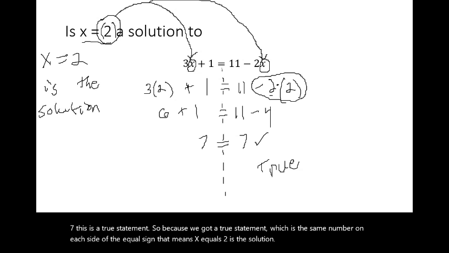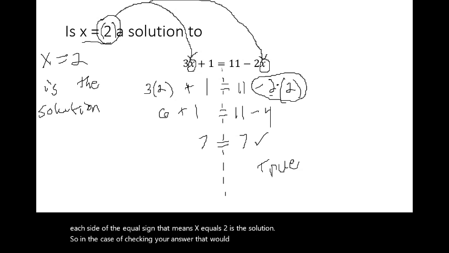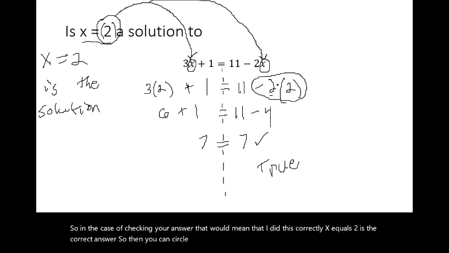So in the case of checking your answer, that would mean that yes, I did this correctly. X equals 2 is the correct answer, so then you can circle it and move on.